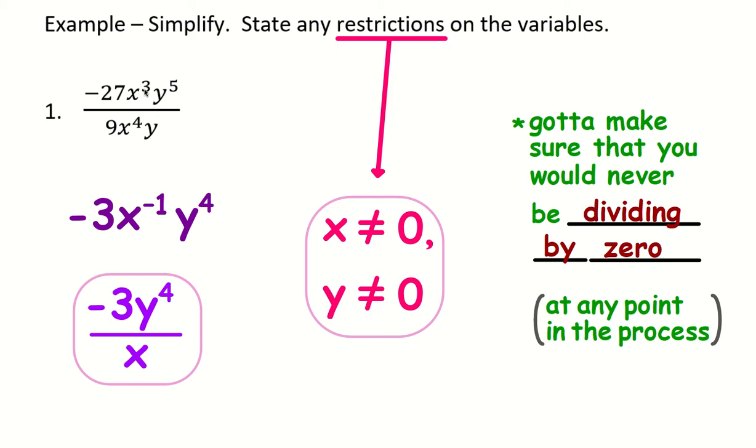Because you don't factor something like this. You already see the factors when the fraction is like this. You know, negative 27 is already a factor. You know, factors of x and factors of y. You already see the factors.